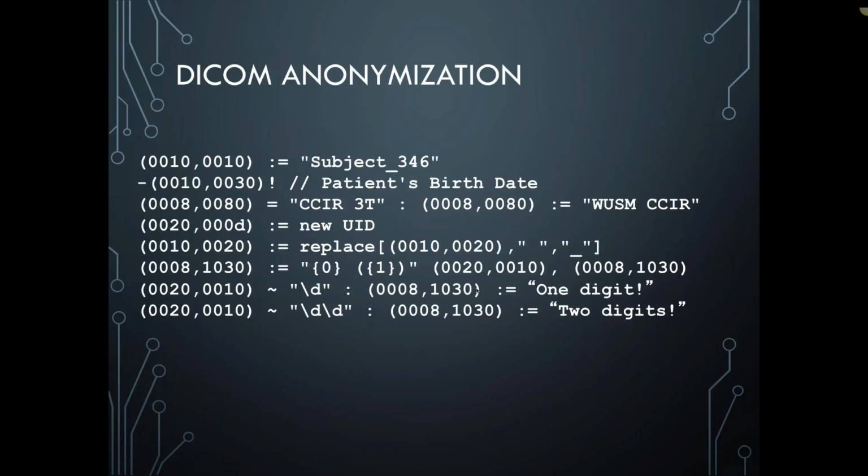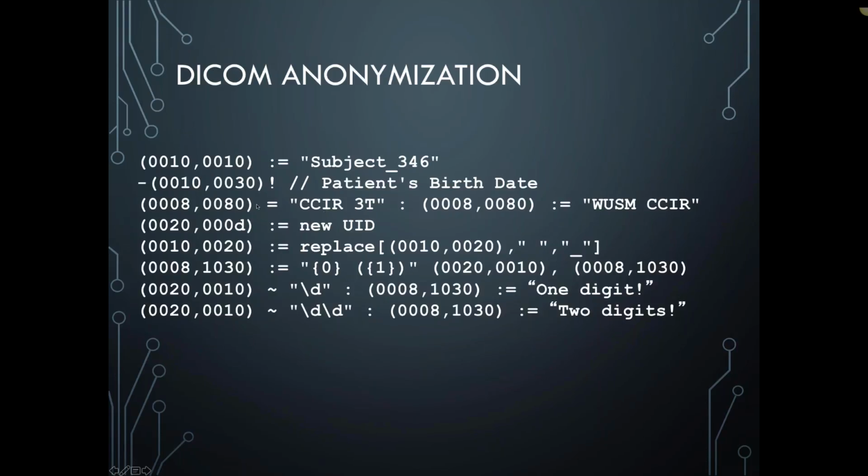So the DICOM anonymization language that's built into XNAT looks like this. It actually looks a little complicated, but it's pretty straightforward. For each of the DICOM metadata tags, which are typically identified by these coded numbers, you can do different kinds of operations on them. In this case, the operation is to replace whatever's in that tag 1010 with the value subject 346. Here it indicates to remove this entire tag from the file itself. So the birth date in this case would be just the tag would be gone.